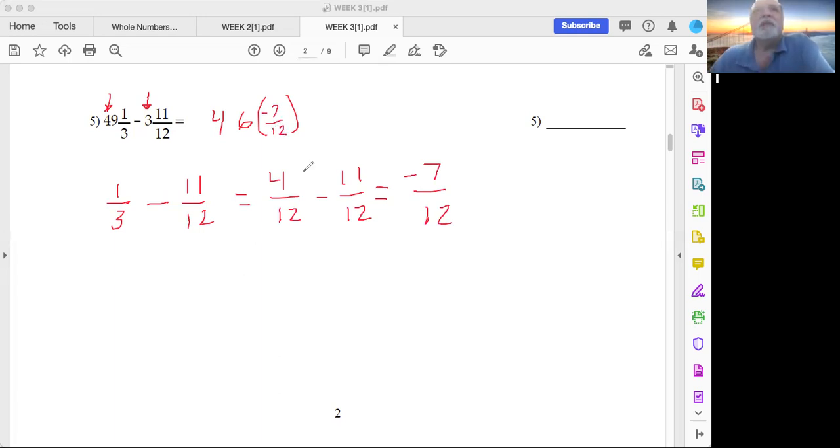Well, I can't write a mixed number like that. I have to write it as a positive number. Okay. So the way that I'm going to deal with this is I'm going to say that this is equal to 45 and 12/12, which is 1, minus 7/12. Okay. So 12 minus 7 is 5. This becomes 45 and 5/12.